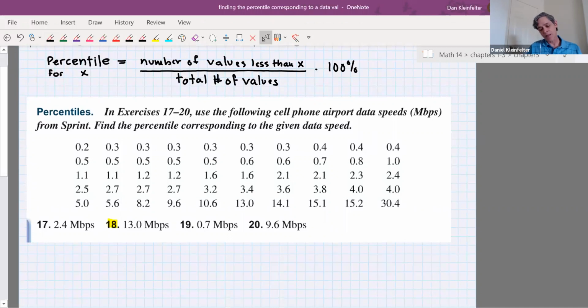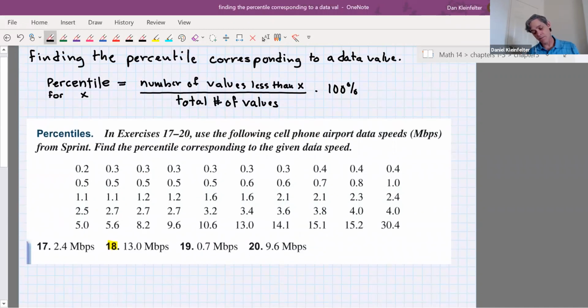So here's an example. Suppose that we're looking at these cell phone airport data speeds in megabits per second from Sprint. They range from 0.2 megabits per second up to 30.4 megabits per second. We want to know the percentile. We're going to do number 18 down here. What would be the percentile corresponding to 13 megabits per second?